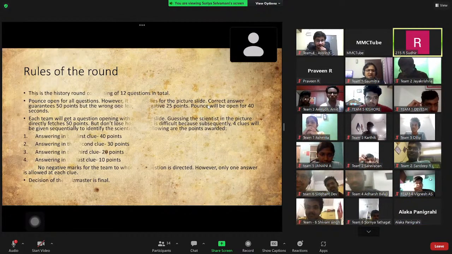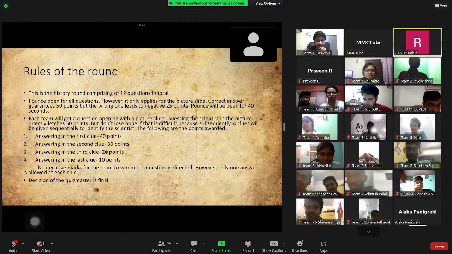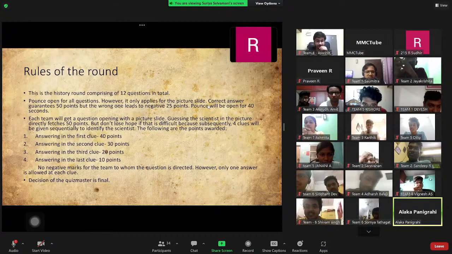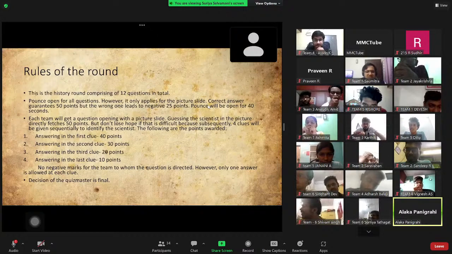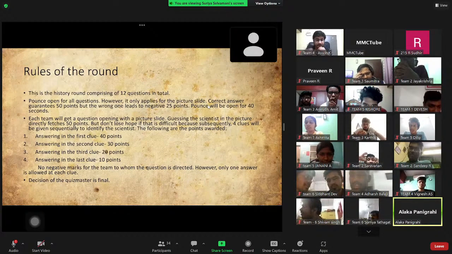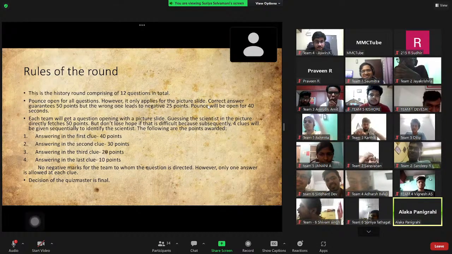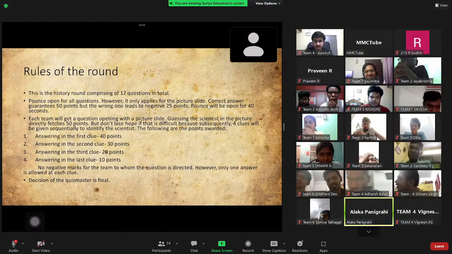Surya, can we go to the rules slide, please? Yeah. So the rules slide. The history round will comprise 2 rounds, six questions in one round and another 6 questions in the next one. Pounce is open for all the questions. However, it is only for the picture slides. So this history round comprises 2 slides. The first slide is only going to have a picture of the scientist, and the second slide is going to have clues about the scientists.